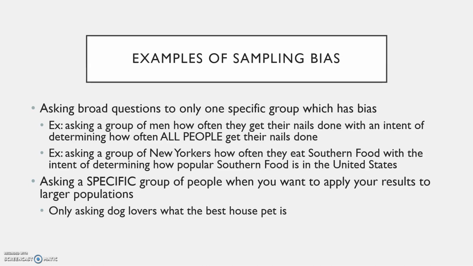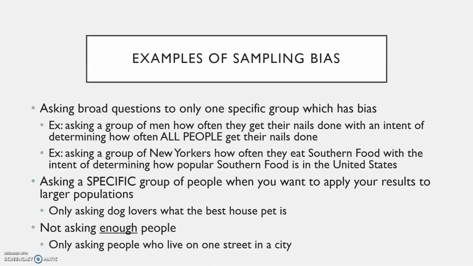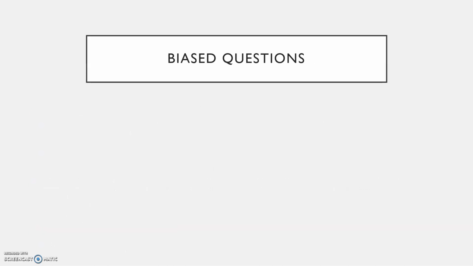Second way to get sampling bias is asking a specific group of people when you want to apply results to large populations. For example, only asking dog lovers what the best house pet is. Dog lovers are predisposed to say dogs. If you try to use that to apply to everybody, you're going to be having a bad time. Another one is not asking enough people. If you only ask people who live on one street about a topic, you're only going to get that street's example. That's not enough people to give you a better idea.